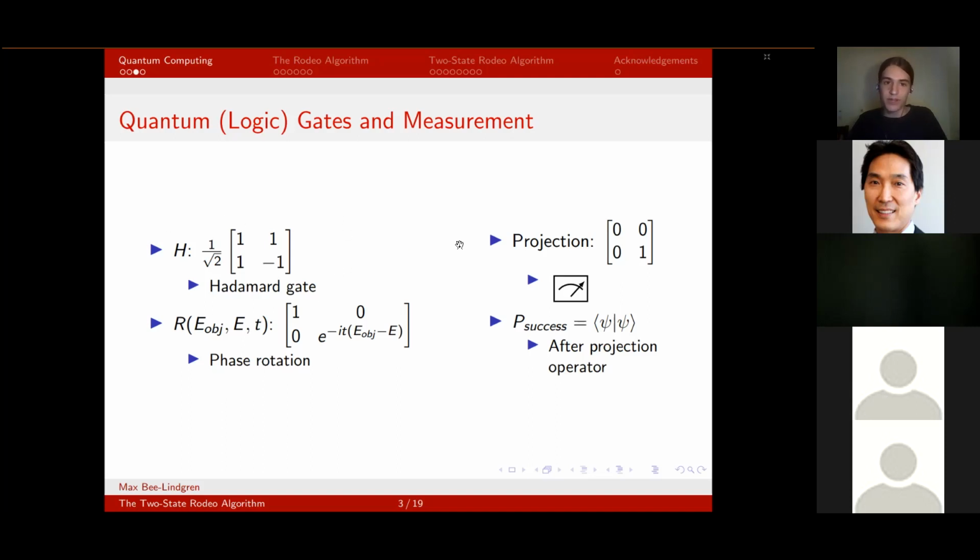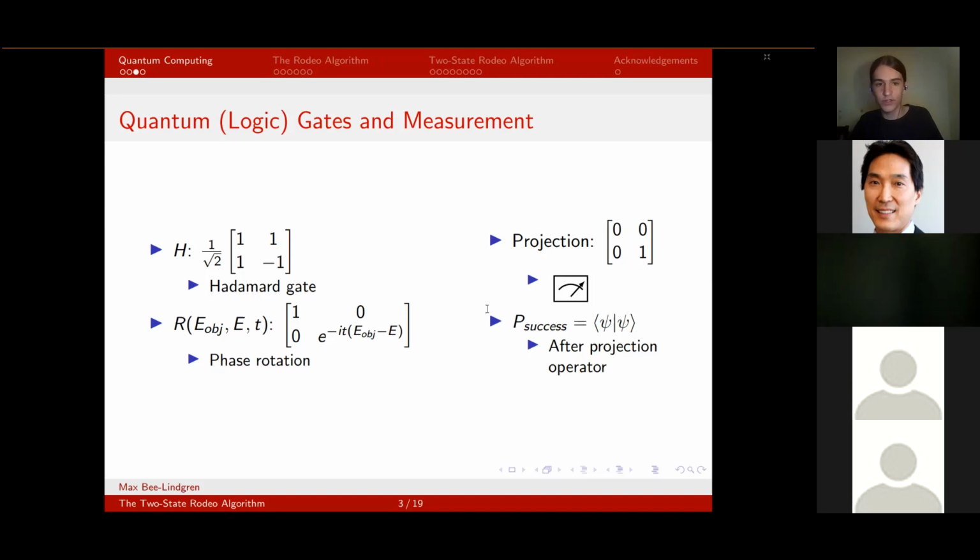So the Hadamard gate is kind of the basis of a lot of quantum systems. What it does is it essentially splits the 0 and 1 factors evenly between 0 and 1. And so if you had a qubit in the 1 state, it would split it into half 0 and half 1.